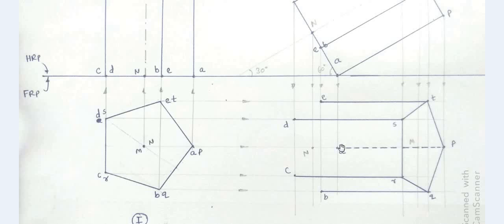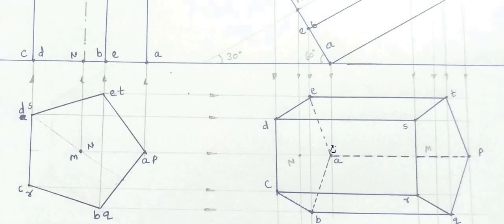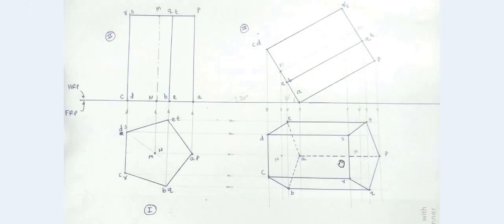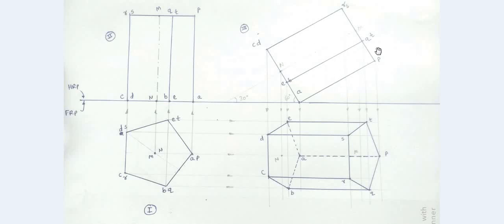But E to A, if you go for joining E to A, it is intersecting already drawn line SD, hence E to A would be dotted. So of this lower base, 2 edges would be hidden and dotted, AB and AE. So we have drawn this AB and AE as dotted, other lines as continuous. So this is the condition with respect to HRP. We have completed front view and top view.